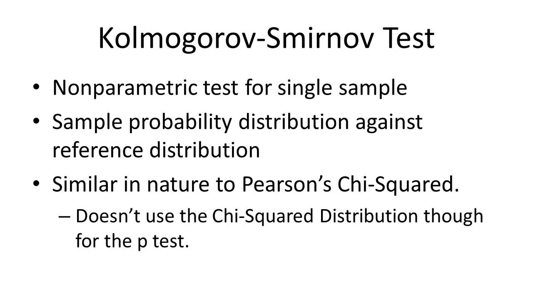Another non-parametric test is the Kolmogorov-Smirnov test, as mentioned before. In this one, it's actually similar to the chi-squared one, where we basically take the sample's probability distribution and compare it against another reference probability distribution and try to see if they're close enough together.